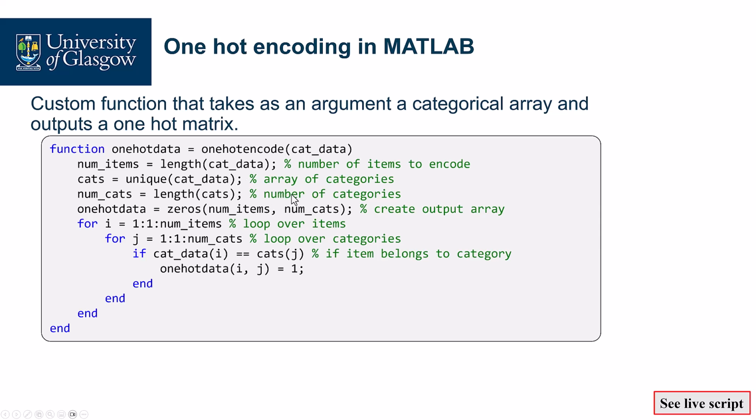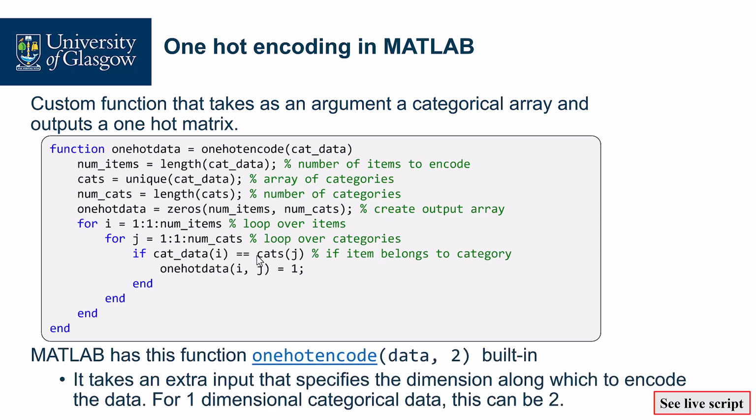So now after we know the number of categories, we create a 0 matrix of the number of items by number of categories. It's an all 0 matrix. Then when we find an item belongs to its category, we place a 1 there, all the others remain 0. So this is a custom function, and you can study it, see how it works and try it.